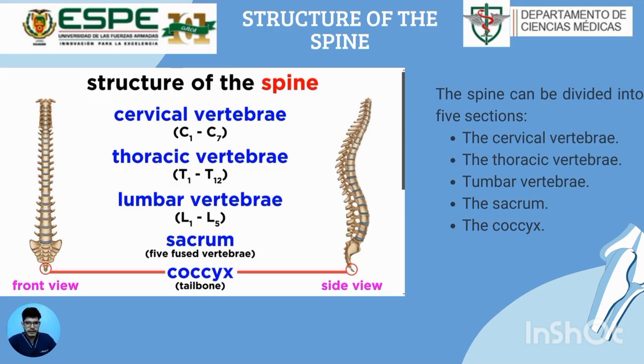Lastly, below the sacrum, there is the coccyx, otherwise known as the tailbone. The coccyx consists of 3 to 5 tiny vertebrae fused together. It is a remnant of a vestigial tail.